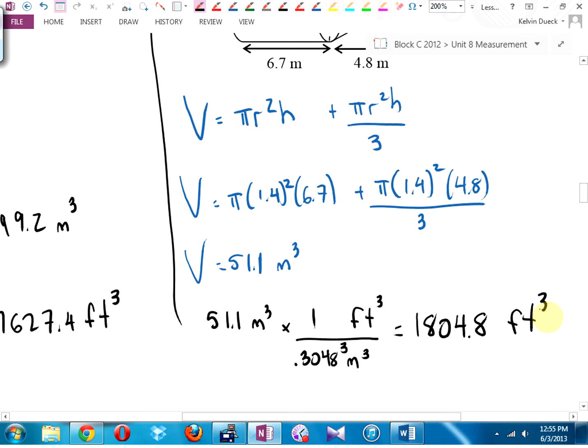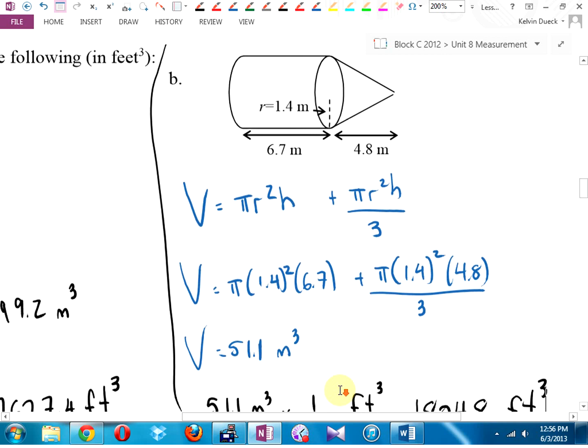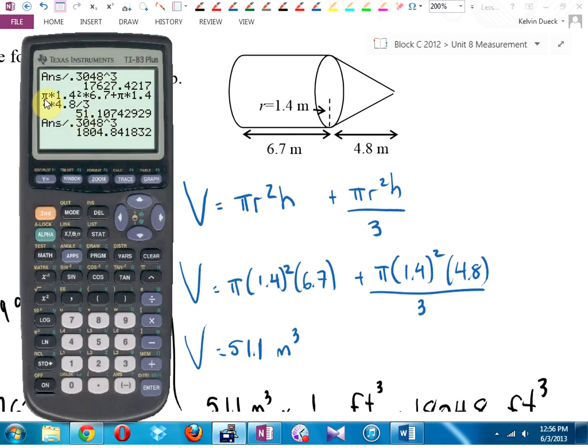Am I right? Is it 51.1? No one else has got that yet? Let me double check. 70.7? Anybody? 56? Let me double check what I typed. Pi, yes? R squared, yes? Height, which is 6.7 for the cylinder, yes? And plus pi r squared, height, divided by 3, right? Make sure you divide it by 3, not by 2, by 3 for a cone.